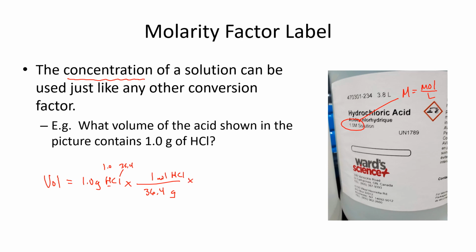And then the molarity of this is 1 mole per liter. So 1 mole is 1 liter, and so we can work out the volume in liters by doing this little factor label calculation. Grams cancel out, moles cancel out. I'll end up with liters. So 1 divided by 36.4 equals, everything else is a 1. So that's 0.0275 liters, which, if you change that to milliliters, is 27.5 milliliters. There you go.